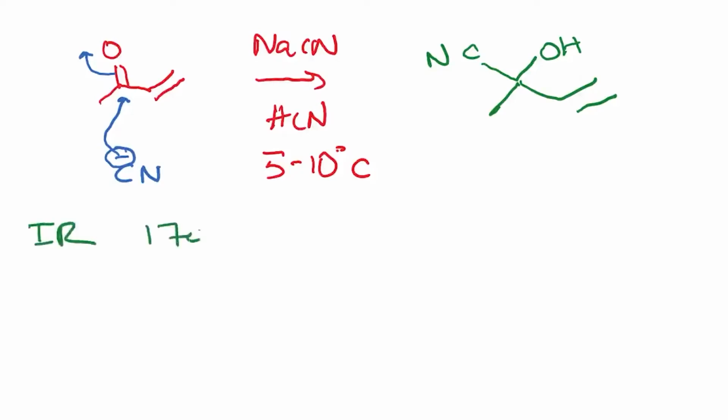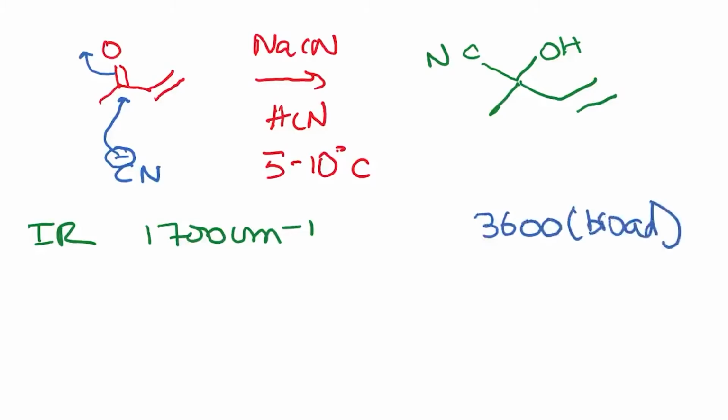As expected, if I look at the infrared spectrum of this compound, I see a peak around 1700 cm⁻¹, which corresponds to the carbonyl compound. When I record the infrared spectrum of the product, I see a broad peak at 3600, which corresponds to the OH stretching frequency. I also see a peak at 2250, all in cm⁻¹, and this corresponds to the C≡N. We have looked at this prior in the class.